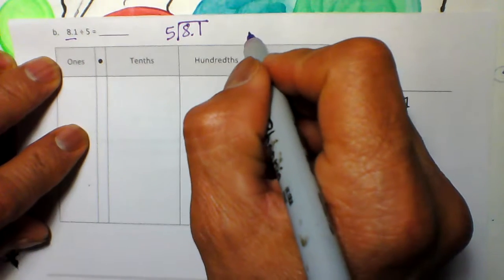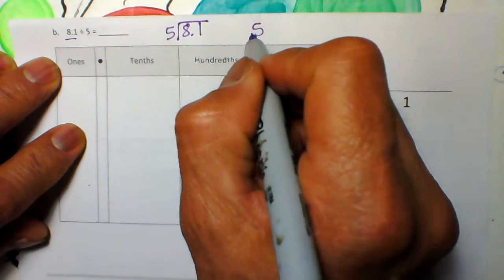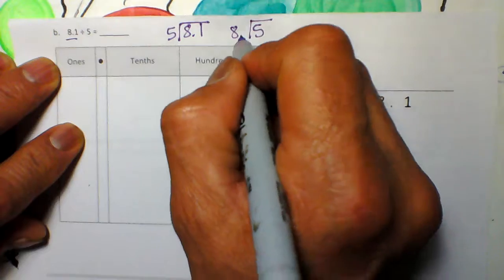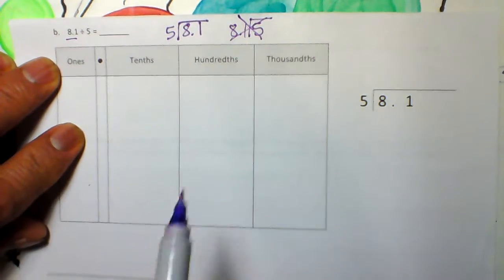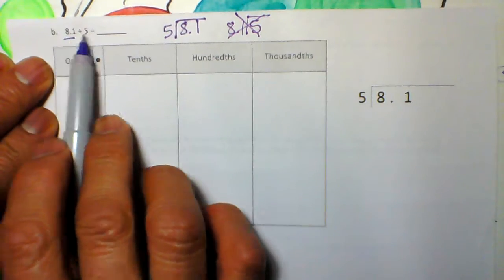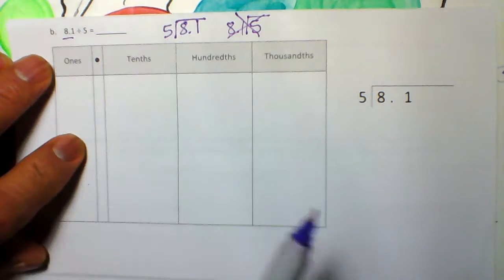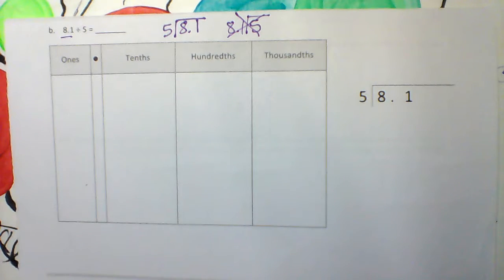Some students do this: 5 divided by 8.1. This is not correct. The first number has to end up inside the box. Okay, I hope you review that and you remember that.